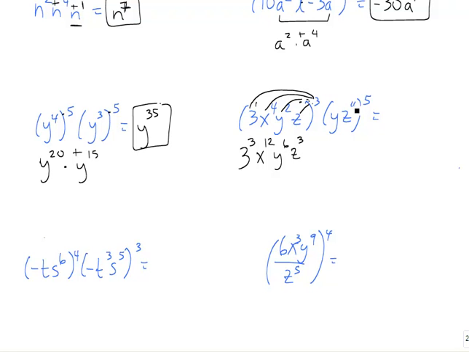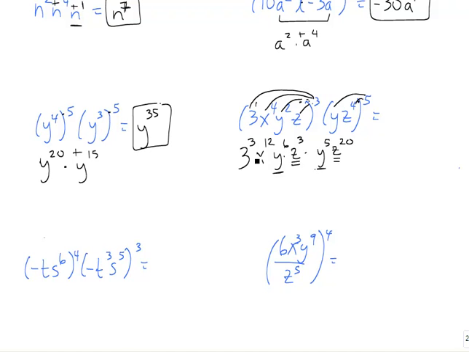Now we're going to do the same thing for the second set of parentheses. Distributing that 5 to the y gives me y to the 5th. Distributing that power of 5 to z to the 4th and multiplying 4 times 5 gives me z to the 20. Now we're not done here because I see a couple terms with the same base. I've got 2 y's and I also have 2 z's.